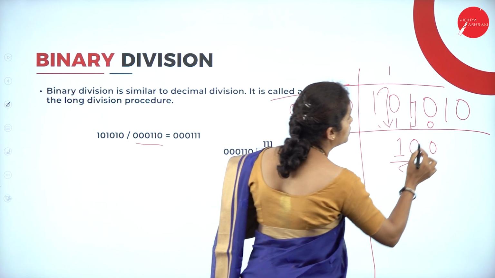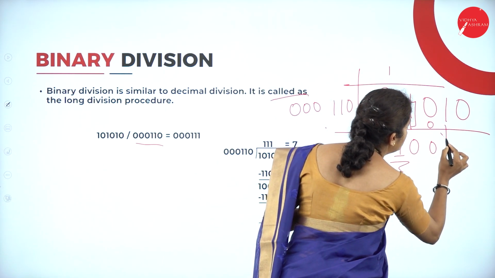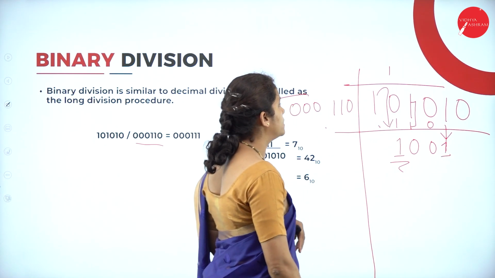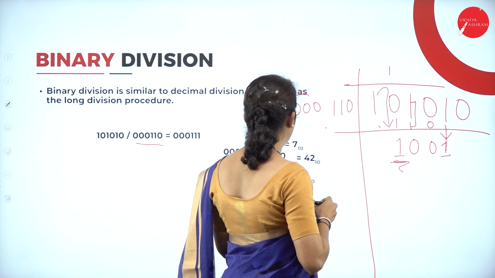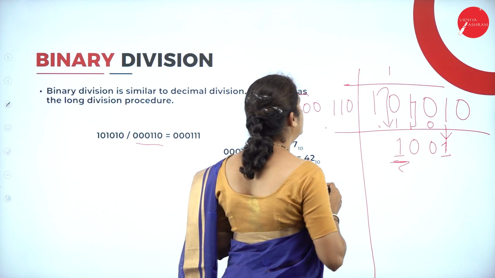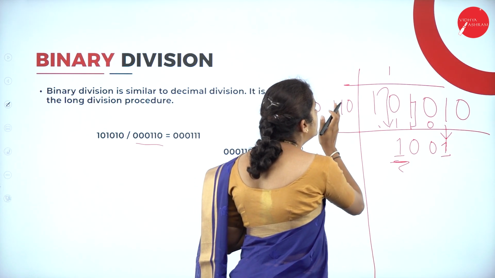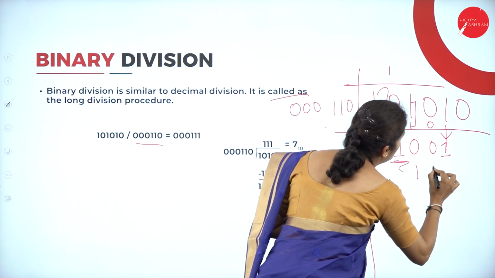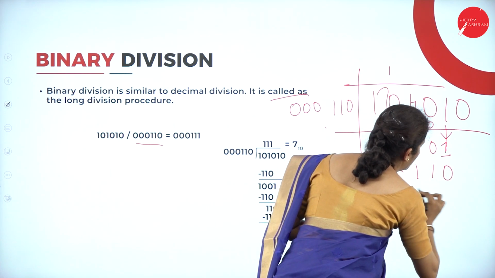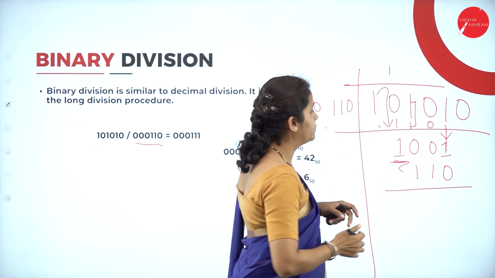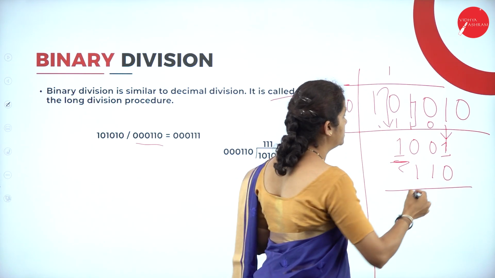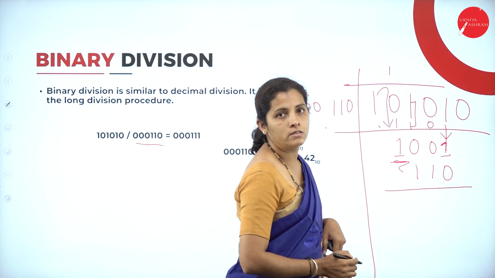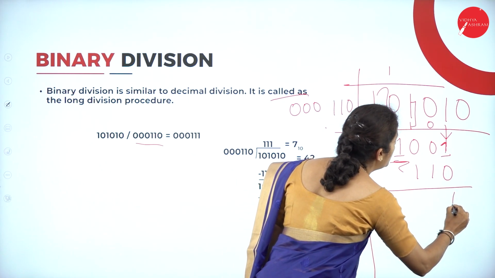So what will I do? I'm going to take this one here, and consider this one. Once again, I'm going to leave this bit. That means in 1 1 0, ones are, I have 1 1 0. So I'm going to subtract: 1 minus 0, I'm going to get 1.